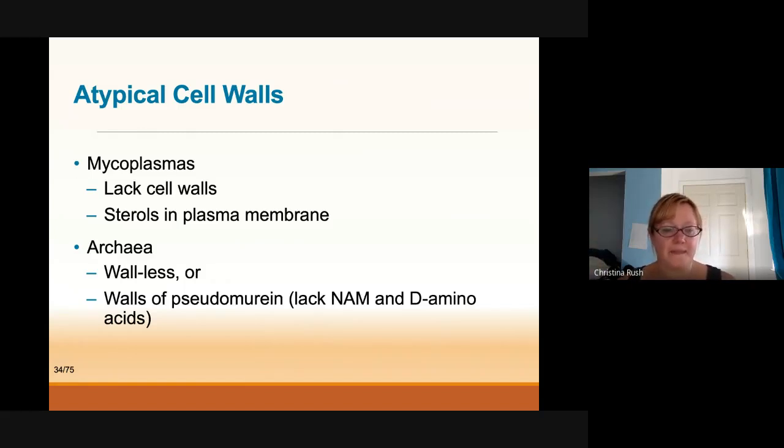The archaea can be wall-less, or they have walls of pseudomurein. So they aren't going to have the same components as a bacterial cell wall. They're going to have pseudomurein in there. They stain differently. And archaea that have cell walls, we typically find those in very extreme environments, like in Yellowstone Park in the really hot pools there, or in really cold areas. And those walls of pseudomurein really protect the archaea. But some archaea don't have cell walls at all.